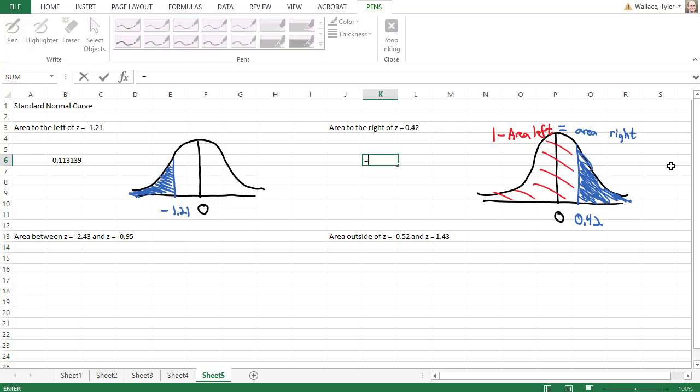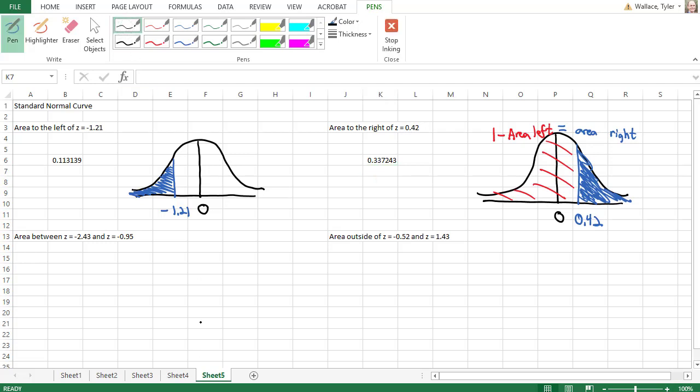Since we want the opposite area, we're going to do 1 minus. We're going to take away all that red area to leave us with the blue area. NORM.S.DIST, open a parenthesis. The z-value we have is 0.42. And we always type in TRUE and close the parenthesis. And when I hit enter, that will give me the area to the right, which is 0.3372. So the probability of being to the right of a z-value of 0.42 is 0.3372.